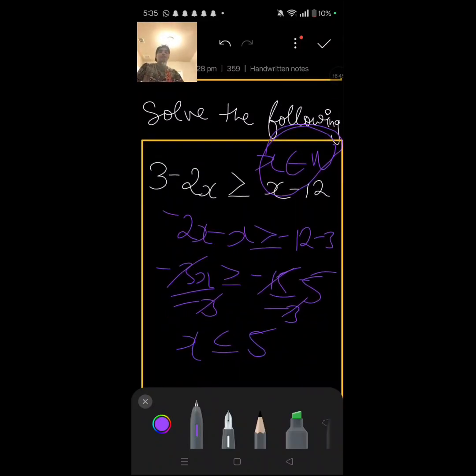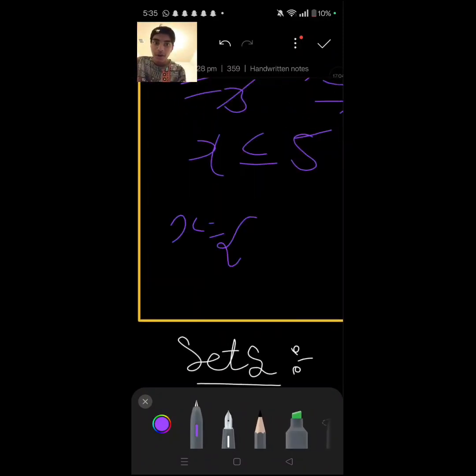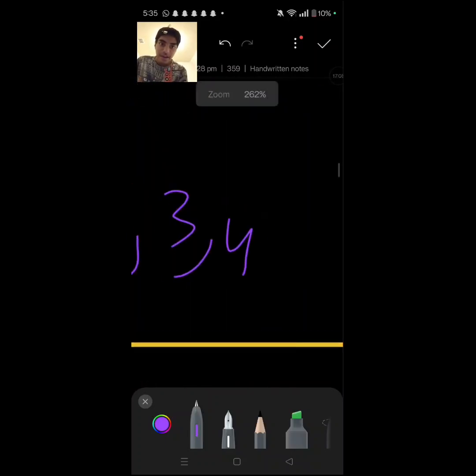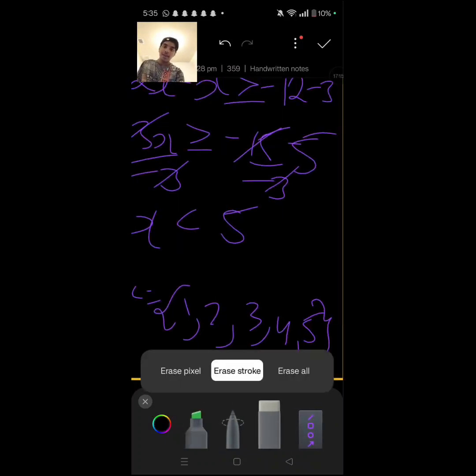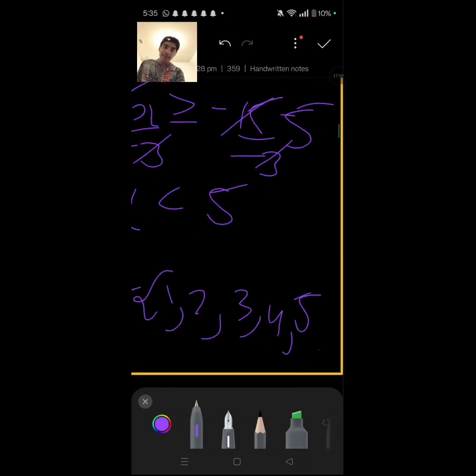How do you write the solution set for this? Think about it logically. First of all, what are natural numbers? Start with 1, go up to infinity. Now if it is less than or equal to 5, the end point is 5. So it starts with 1, ends with 5. The solution set is basically 1, 2, 3, 4, and 5. This is our solution set. If this was not equal to, if this was just less than, then it would end at 4. But in this case, it ends at 5.